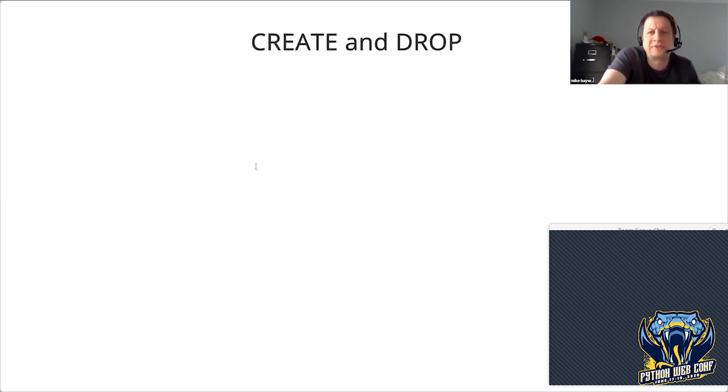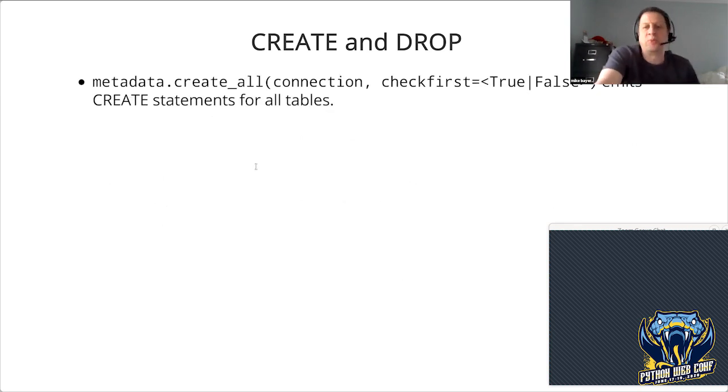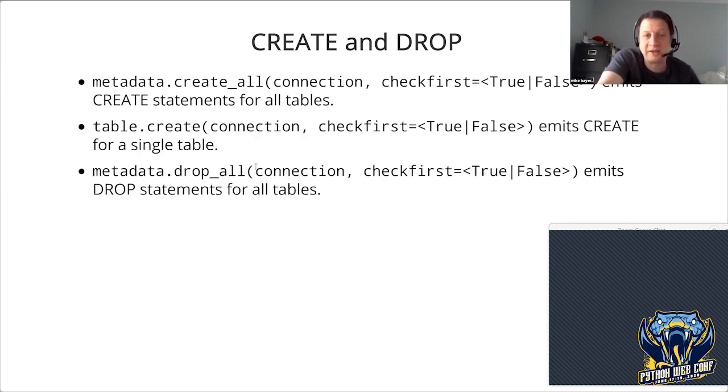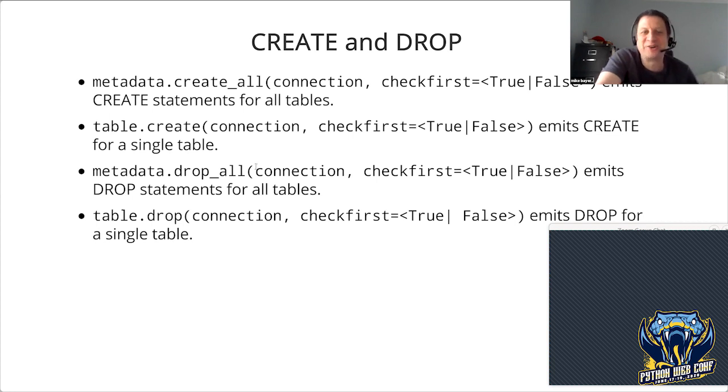This is a quick rundown of the create and drop methods. When you have a metadata object, you can say metadata.create_all. You can say table.create. You can say metadata.drop_all, table.drop. They all accept a database connection as their argument and an optional checkfirst, which, if not set, will run the create or drop unconditionally, which means it'll fail if that object is present or not present. Checkfirst will run an introspection to see if a certain table exists or not as appropriate.